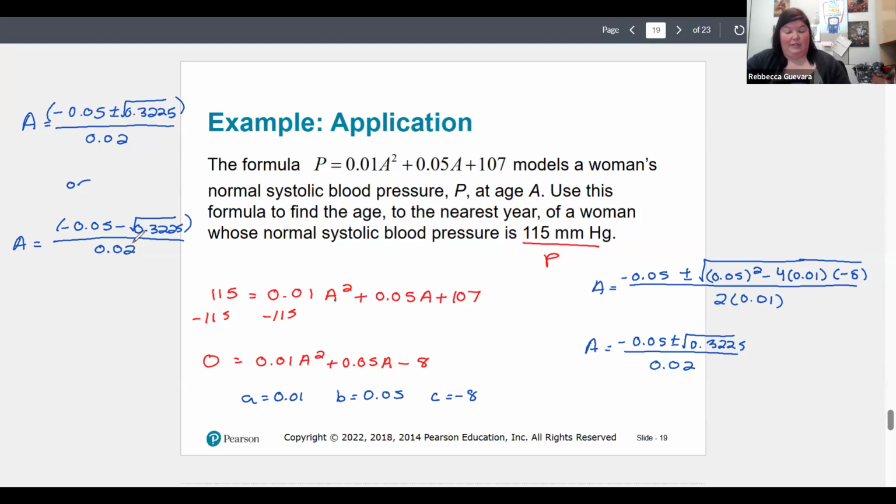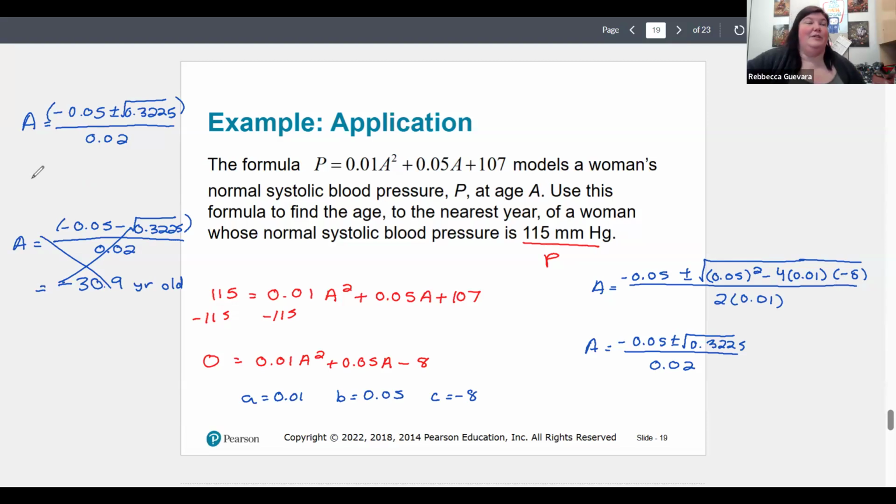All right, so let me put these in. Negative 0.05 minus the square root of 0.3225. Okay. So in this case, the answer would be that this person would have to be negative 30.9 years old. That doesn't seem very likely, so this is probably not the right answer.